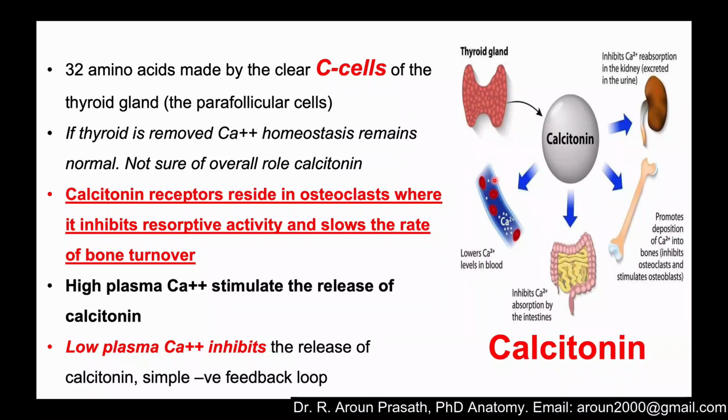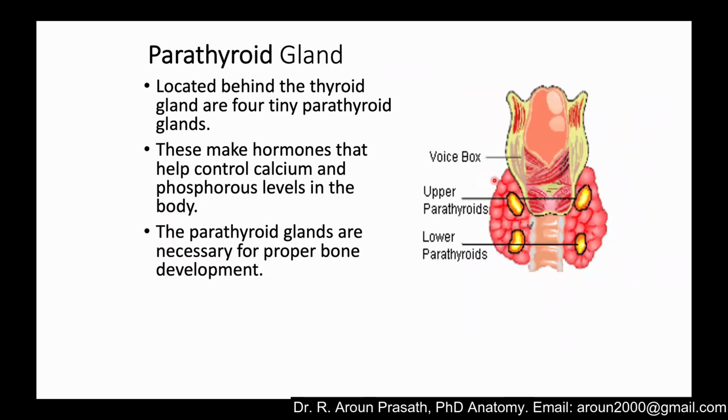Then the next hormone produced by the thyroid gland is calcitonin. I will tell about this calcitonin along with the parathyroid gland. First you have to know about the parathyroid gland, then you will know the difference between the calcitonin hormone and the parathormone. I will tell this sequentially.